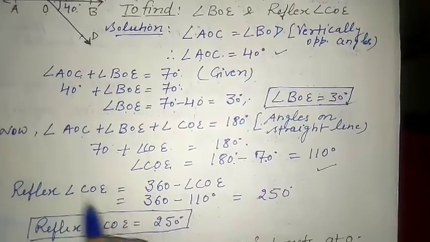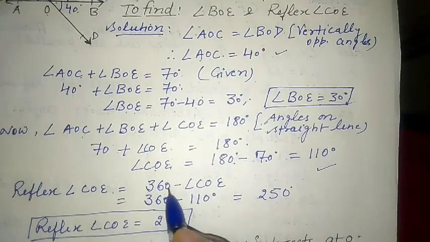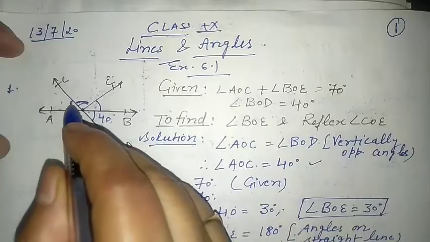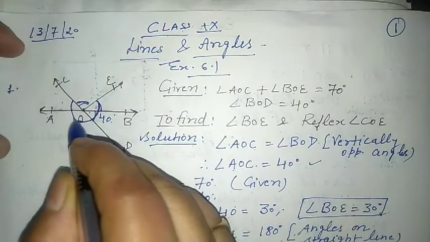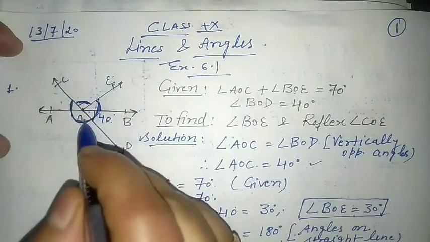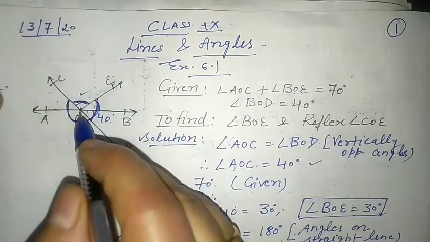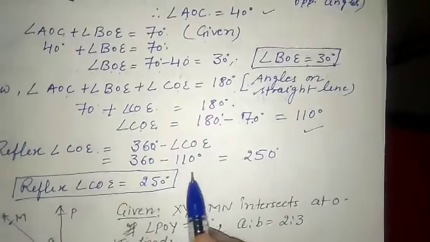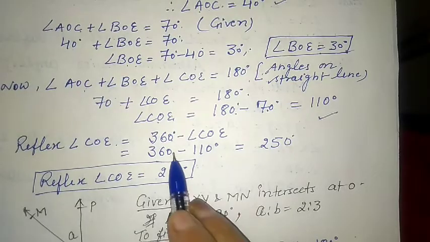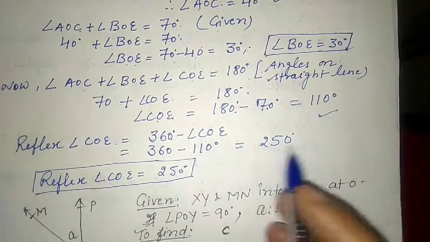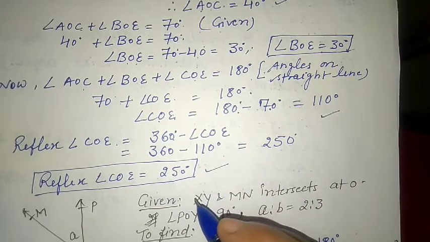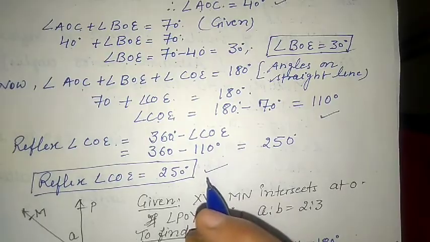Now reflex angle COE is equal to 360 degrees minus COE, because the reflex angle is the complete angle. This one is the reflex angle. So if we find angle COE and subtract its value from 360, we will get the reflex angle COE. This is 360 minus 110, which gives 250. So reflex angle COE is equal to 250 degrees. This is the solution of the first question.